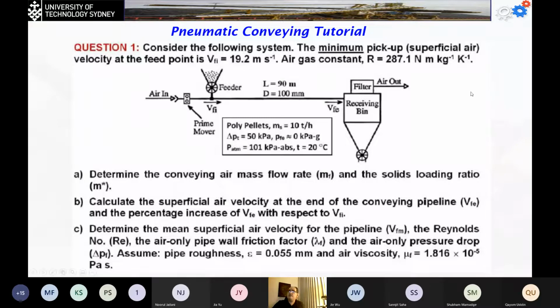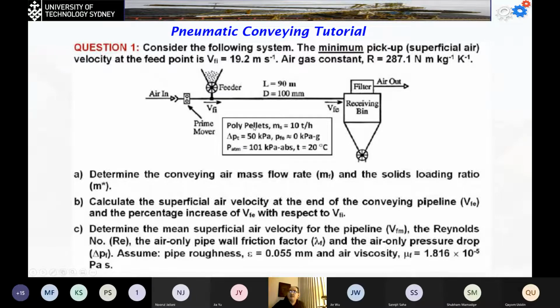We can see that we have question number 1. We have considered the following system. We have the minimum pickup or the superficial air velocity at the feed point equal to 19.2 meters per second. The air gas constant is given as R of 287.1 Newton meter per kilogram Kelvin. So the velocity here is known, and we know the length of the pipe and the diameter of the pipe.